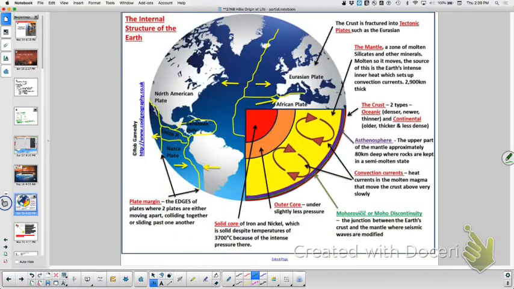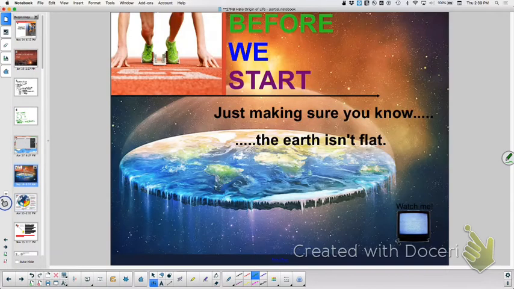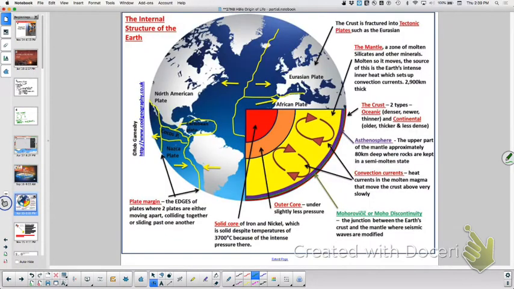All right? And remember, we already know that the Earth is not flat. We have some evidence for that. Okay. So that's what makes these convection currents move, and that's what makes the plates move that are sitting on top of them, right? You good with that part?